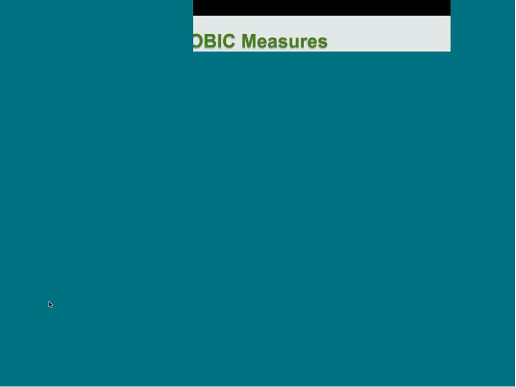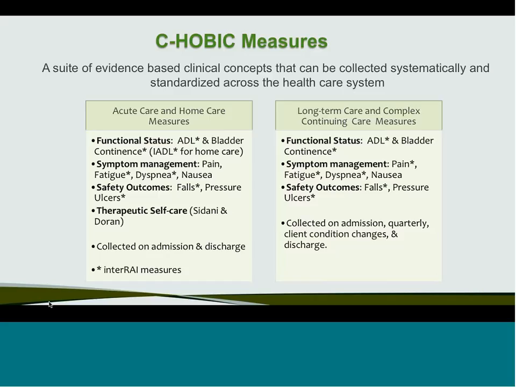The measures are in home care. The measures are gathered on admission and on discharge, and they are comprised of 4 categories of concepts. One is functional status, one is symptom management, safety outcomes, and therapeutic self-care.